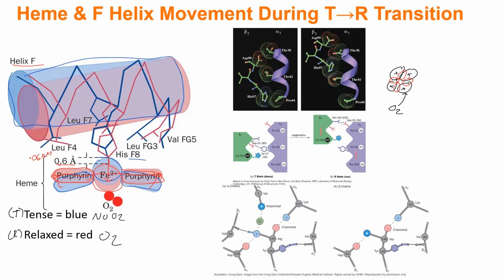So in the T state, we're looking at an interface between a beta and an alpha subunit. You can see we have an aspartic acid on the beta subunit interacting with a tyrosine on the alpha subunit. When we go to the R state, this whole beta subunit will have shifted, and now we're making a hydrogen bond between asparagine and aspartic acid, and this aspartic acid is no longer interacting with anything.